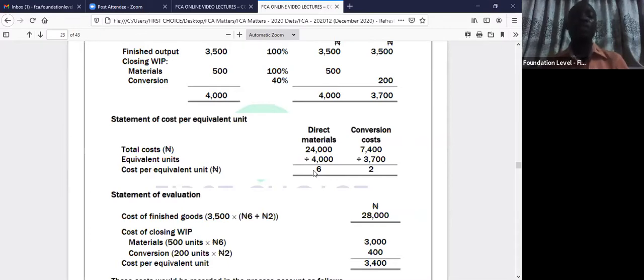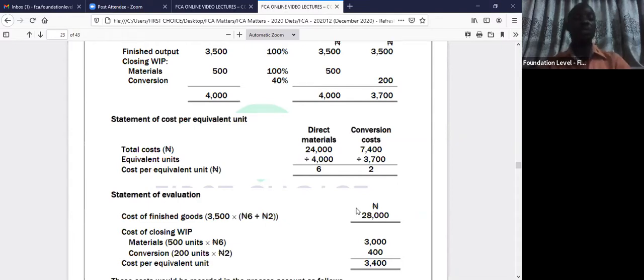So if you want to value finished goods, the finished goods is 3,500. It has both material, which is 6 naira, and it has both labor. Both of them completely finished. So 6 plus 2 is 8. 8 naira multiplied by 3,500 will give you 28,000.